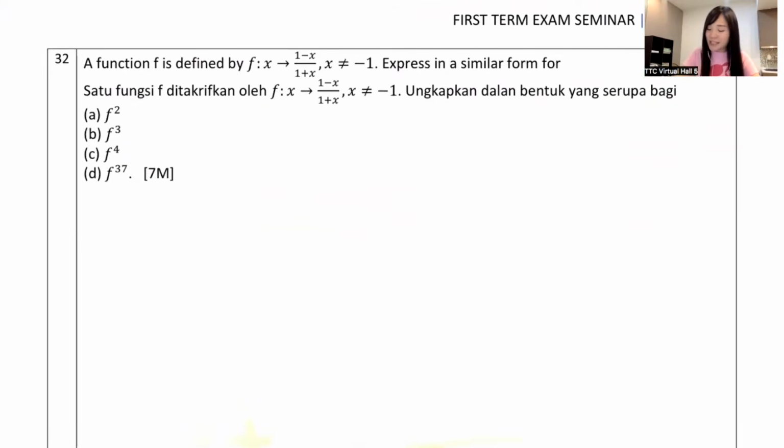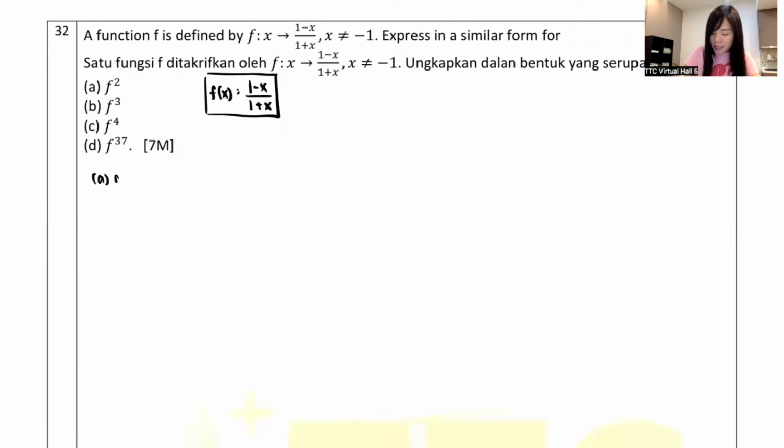32. They say a function f(x) is equivalent to (1 minus x) over (1 plus x), where x is not equal to negative 1. They say express in a similar form. Let's start from a. They define f squared of x. I know they never write x, but all functions must have the alphabet x. So this one actually defines f squared of x.